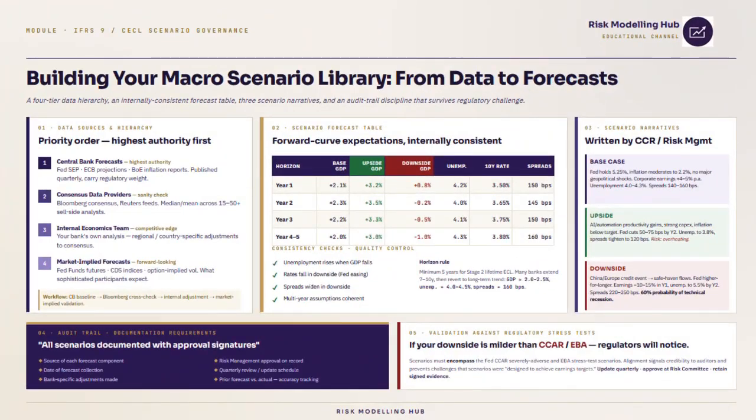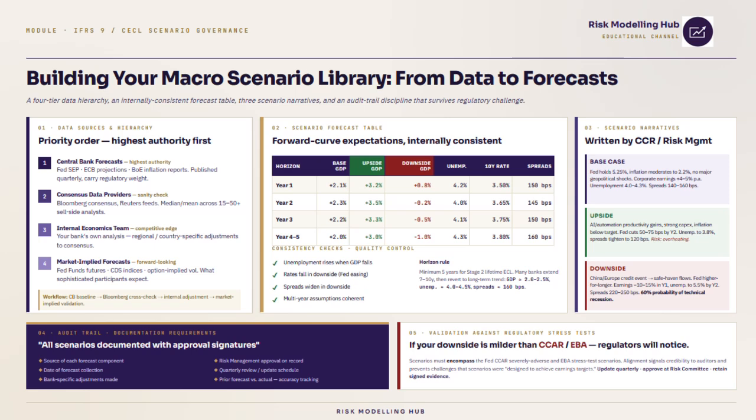Now, your ECL model is only as credible as the scenarios feeding into it. This slide shows how to build a defensible macro scenario library that will survive regulatory scrutiny. Right? So first are the data sources and the hierarchy. First is the central bank forecasts, the highest authority. The Fed, ECB projections, BOE inflation rates, they publish quarterly and carry regulatory weight.